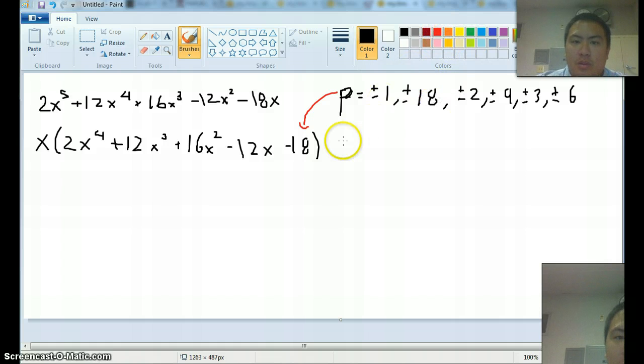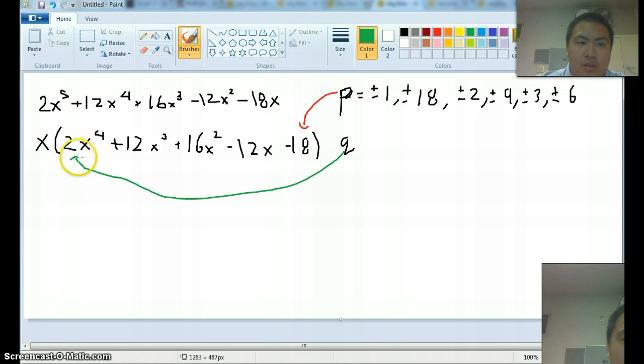Whereas q are your factors of the leading coefficient, and that tells me that I have plus or minus 1 and plus or minus 2. Those are my only factors. Now, what the rational roots theorem tells us is that we have two options here. Is that we have, it doesn't tell us that we have two options, I'm sorry. It says that any root we have is always going to be p over q.